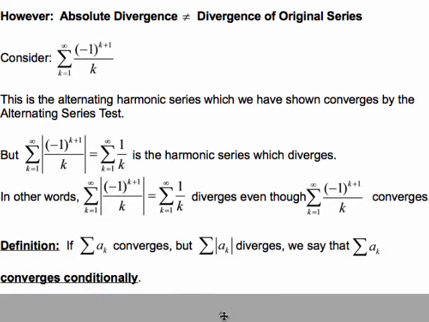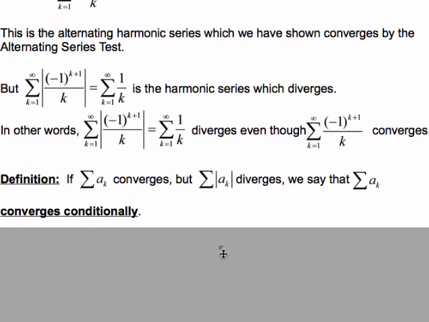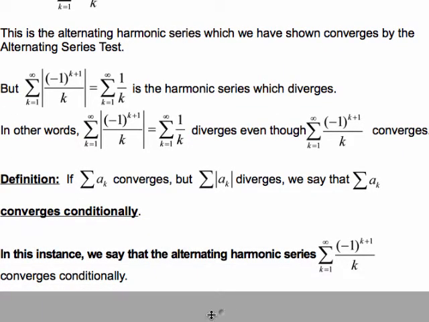And when this kind of thing happens, we call this a series converging conditionally. So just to read through it, if an original series, and this again is of any type, positive terms, alternating terms, or some positives, some negatives, converges, but the absolute value of its terms diverges, we say that the original series converges conditionally. So in the case of our alternating harmonic series, we say that the alternating harmonic series converges conditionally.